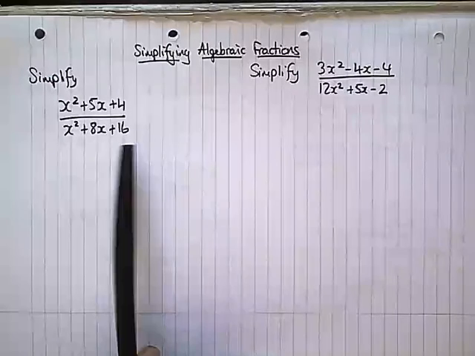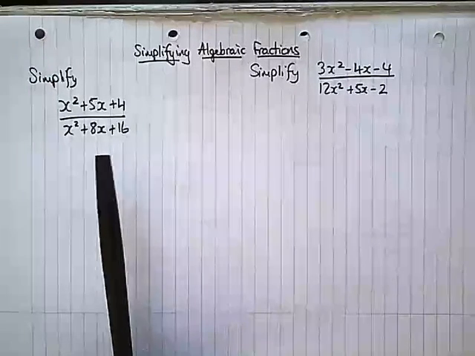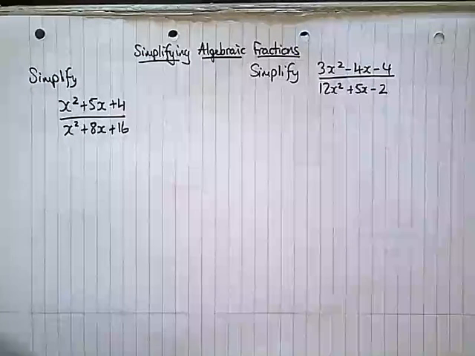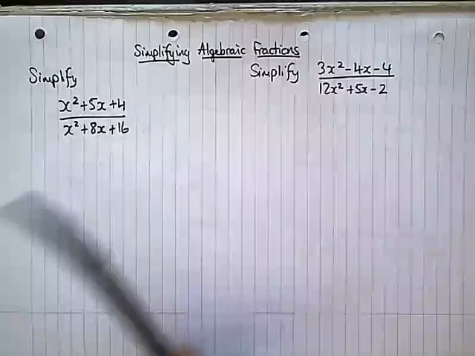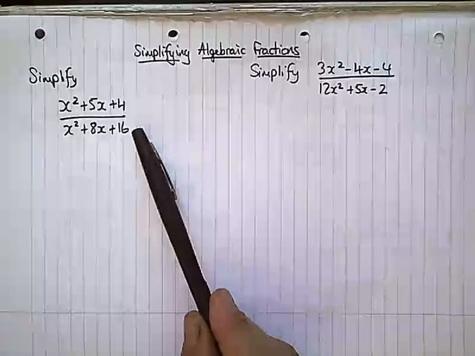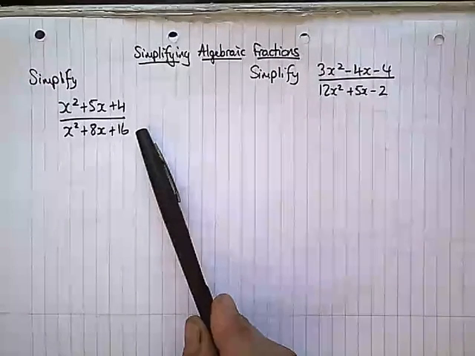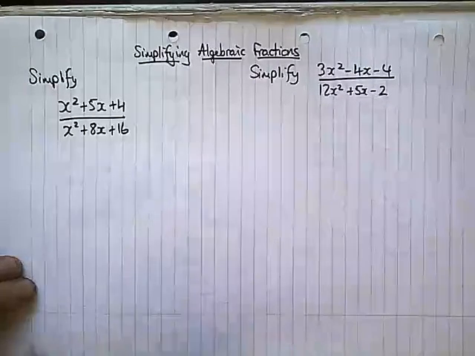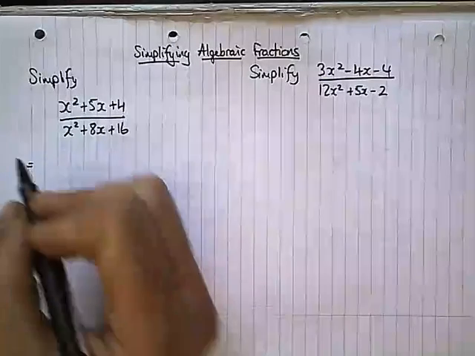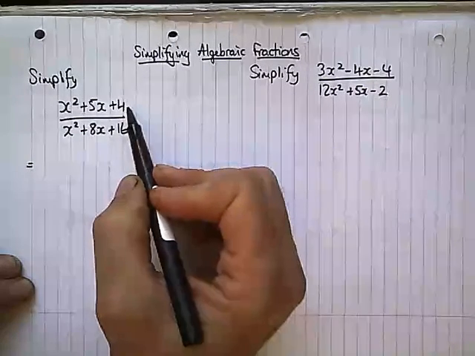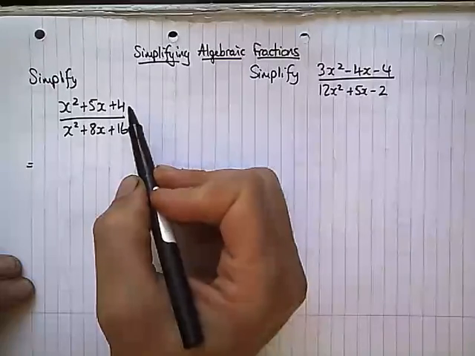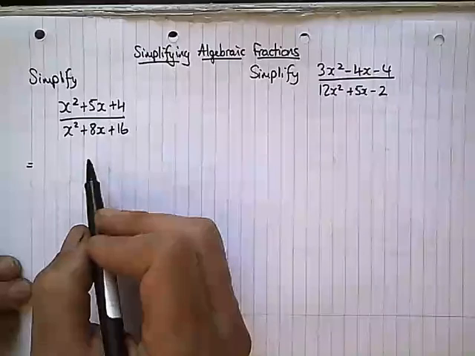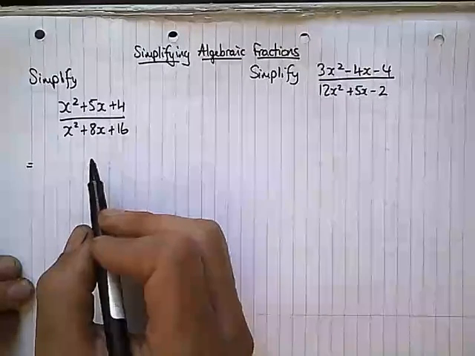So for the first example, the best way to simplify an algebraic fraction is to break it down into things that multiply to make each of the expressions, the numerator and the denominator. And the way you can do that with quadratics is by factorising into two brackets. So what we're going to look at is the factorised version of x squared plus 5x plus 4 and x squared plus 8x plus 16, and we're going to just rewrite this fraction in factorised form.